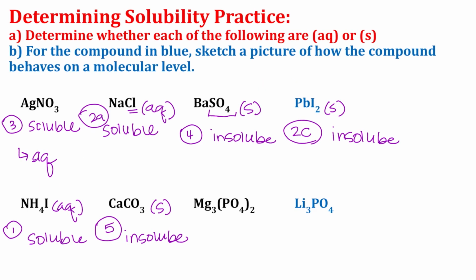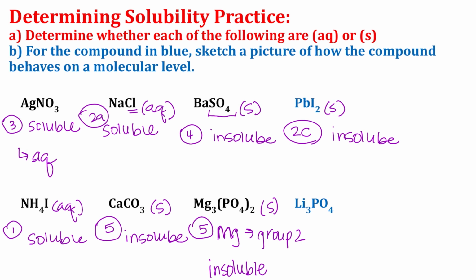Looking at magnesium phosphate, again, our phosphate rule is rule 5, and it says that phosphates are insoluble except NH4+ and group 1A compounds. Magnesium is in group 2, the second column, so it does not fit the exception, and so this one would also be insoluble and would be a solid state of matter.